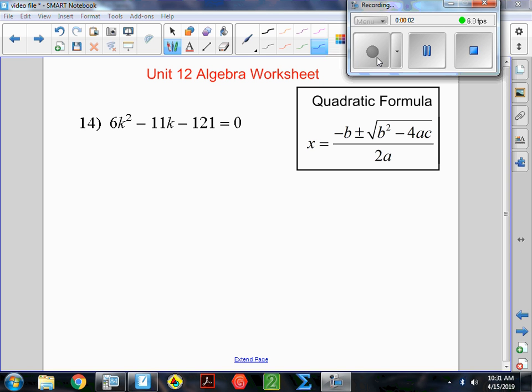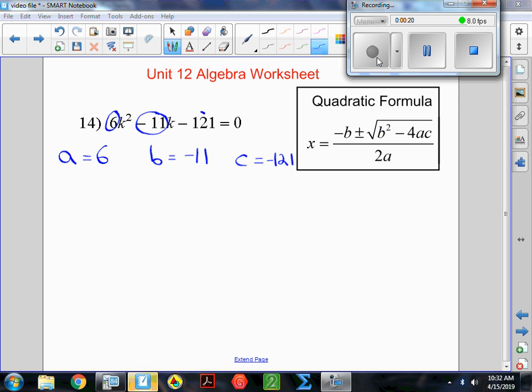Okay, number 14, quadratic formula again. Identify A, B, and C. The A value is the quadratic coefficient, so 6. The B value is the linear coefficient, negative 11. And the C value is the constant.